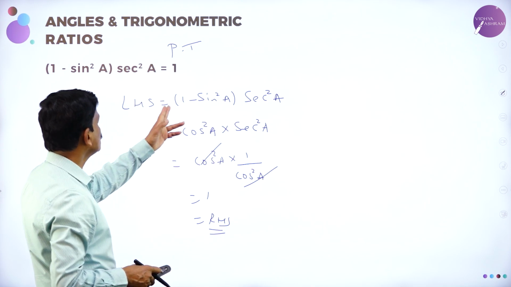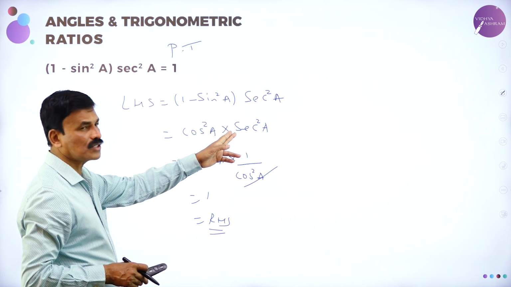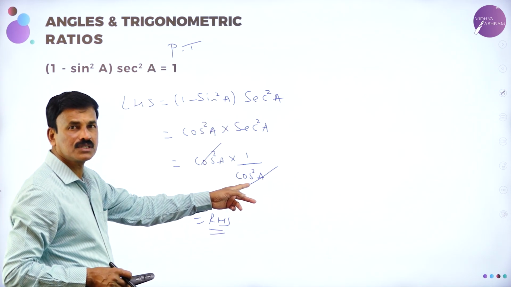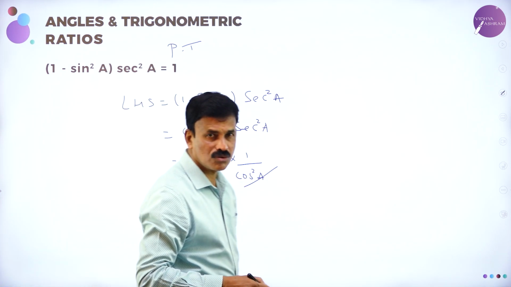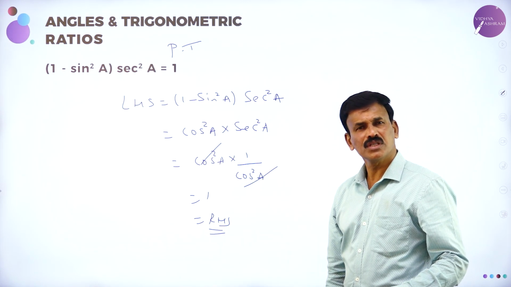See here, LHS: 1 minus sin square is cos square, secant square as it is, secant square is also equal to 1 by cos square, gets cancelled, 1, which is the required RHS. Okay. Now move on to the next problem.